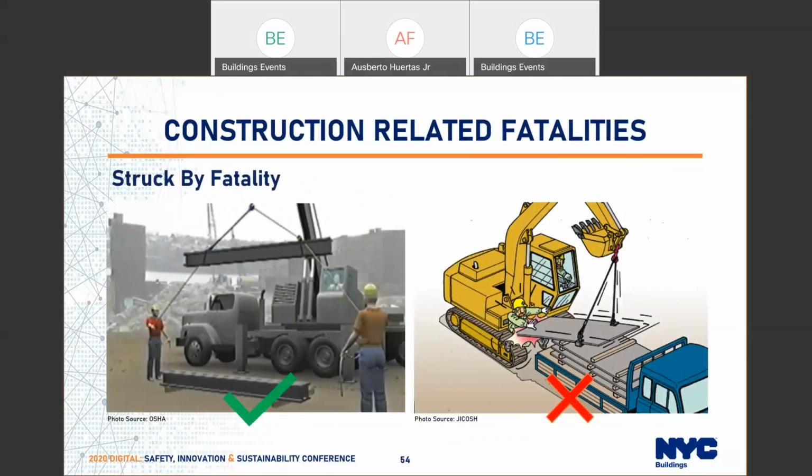The picture on the right shows the worker in between the load and the equipment and not guiding the load at a safe distance. The material is not being picked from the center, causing it to be unbalanced, hitting the worker. Now, Patricia will lead us into the top violations issue.